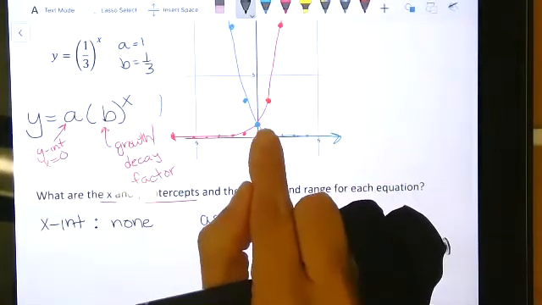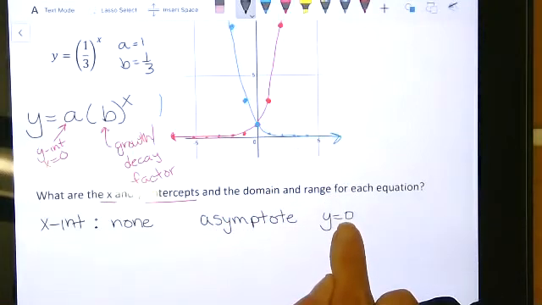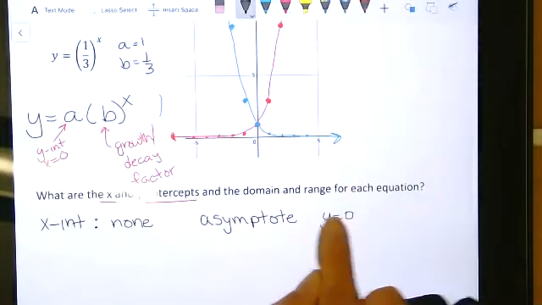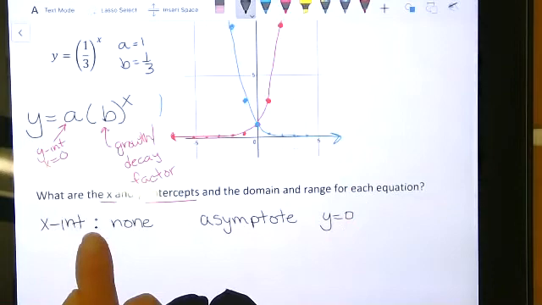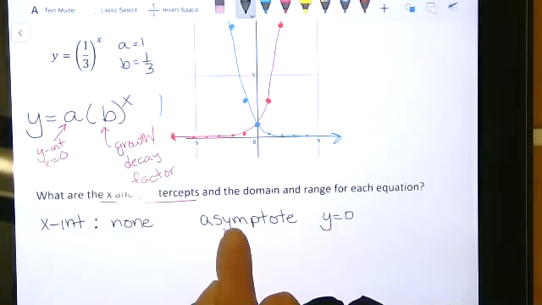In other words, what's happening to the y values here? They're decreasing and getting closer to 0, but they never hit 0. So they never hit the x-axis, which means there are no x-intercepts. Okay? An x-intercept occurs when y equals 0. But there is no y equals 0 because it's an asymptote. An asymptote is a value that you get closer and closer to, but never actually reach.